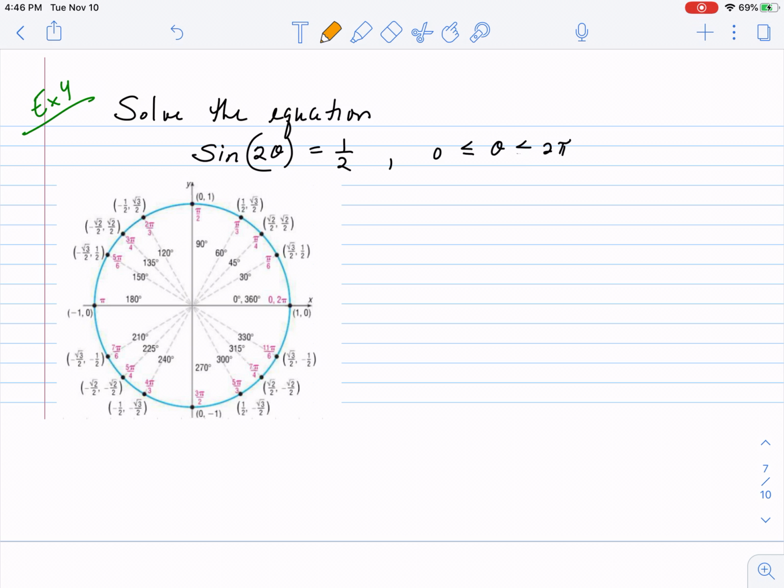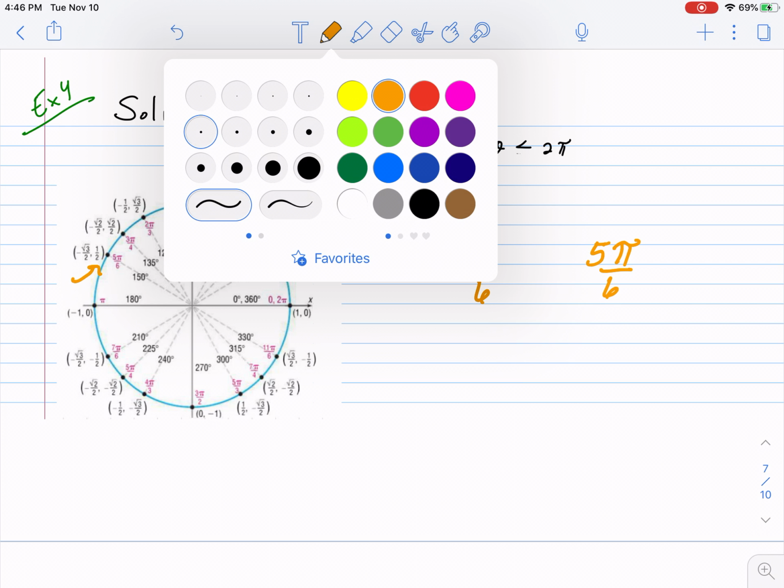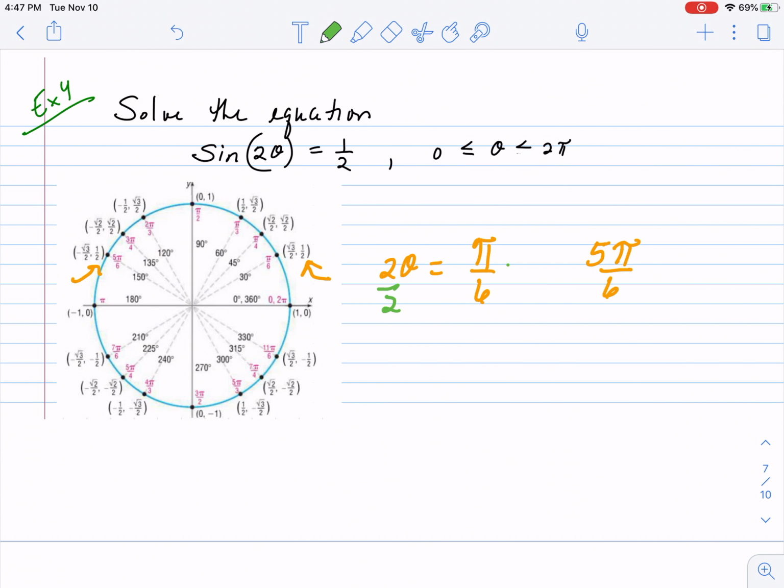Okay, so I want to look at the unit circle and see where is it that my sine is 1/2. It's right here at pi over 6, and it's also right here at 5 pi over 6. However, theta doesn't equal that. 2 theta equals that. So how do I get theta by itself? I divide by 2, or in other words, multiply by 1/2 on both sides. So what I end up getting is that theta is equal to pi over 12 and 5 pi over 12.